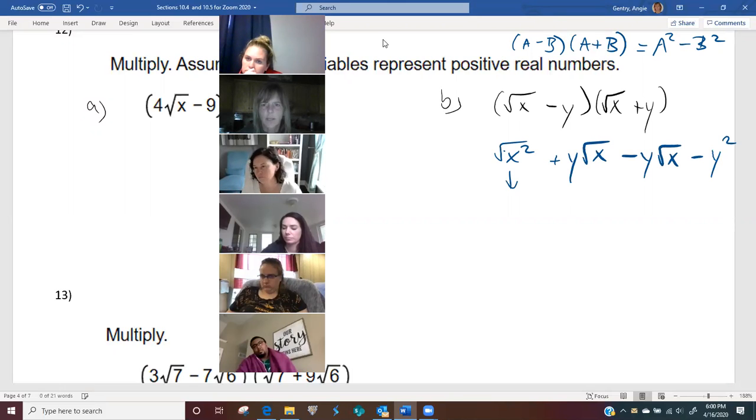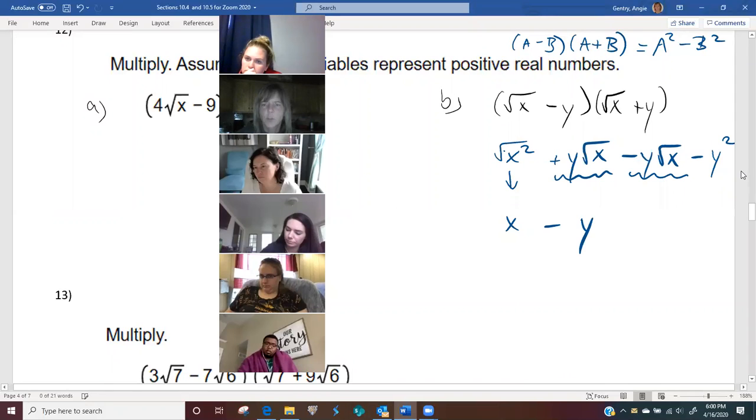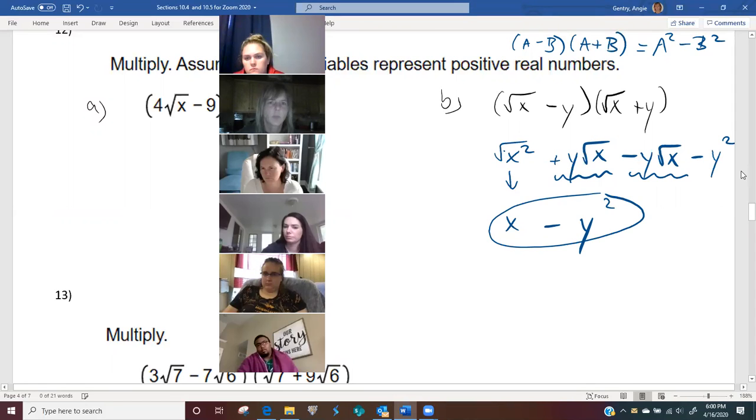And this one here, the x comes out. These two here cancel, because this is like having plus $1 minus $1. And then do you see how they're not both squared? Because that first one started out with a square root. So just be careful on this stuff. Don't make it x squared minus y squared. This is x minus y squared.